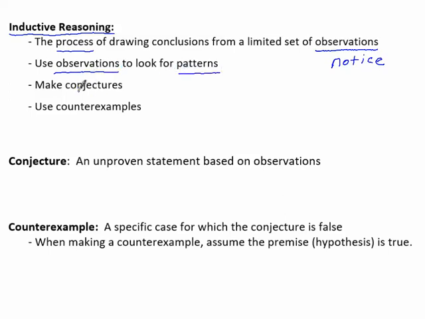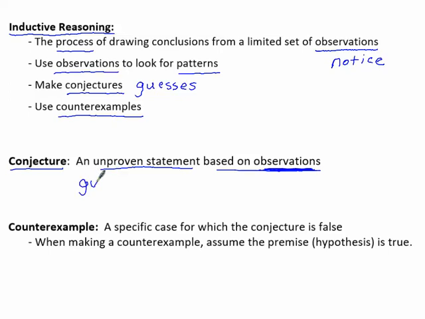From those observations and the patterns, we make conjectures. A conjecture is a guess. So when we make conjectures, we make guesses based on the observations. We can use counterexamples in case the conjecture is false. A conjecture is an unproven statement based on observations. Remember that we said a conjecture is a guess.